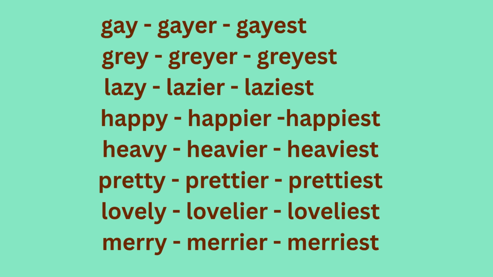In the given examples, the first adjective gay has a vowel before Y, and so without changing Y, ER and EST is added to form comparative and superlative degrees. Whereas, look into the adjective happy. Since Y has a consonant before it, Y is changed to I before adding ER and EST.